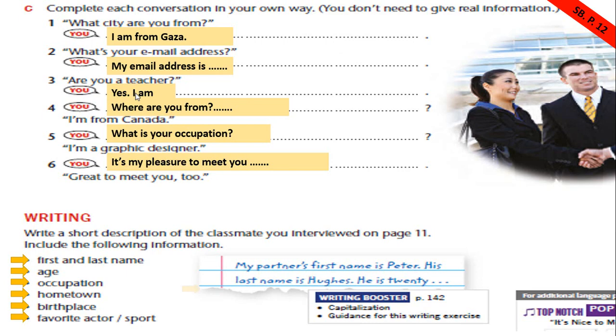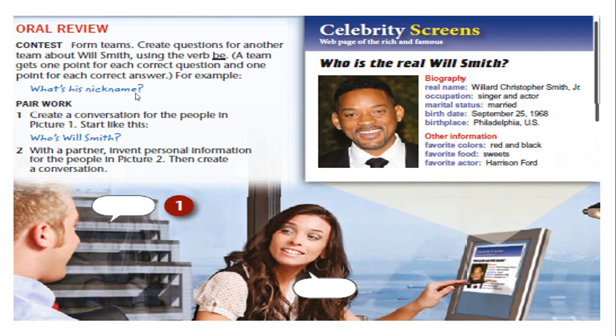Okay, and look, the example should be like this. My partner's first name is Peter. His last name is, for example, Hugs. Okay, he is 20. Whatever, try to fill in the spaces according to your friend's name. Of course, you fill in the writing part using your friend's information. Okay, I think this is easy, but again this is a good exercise for writing. It is easy but good practice for using sentences in English.